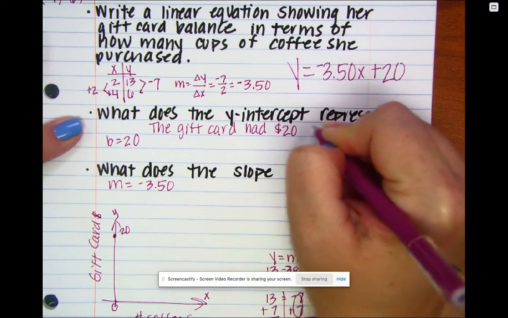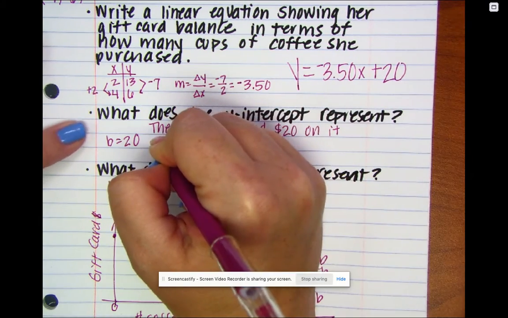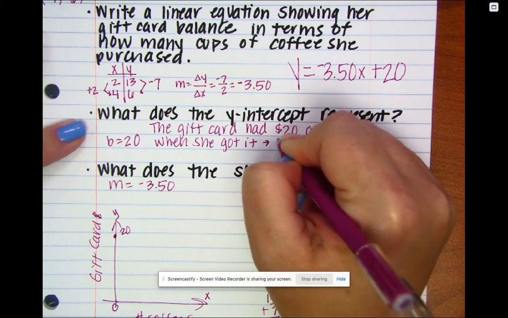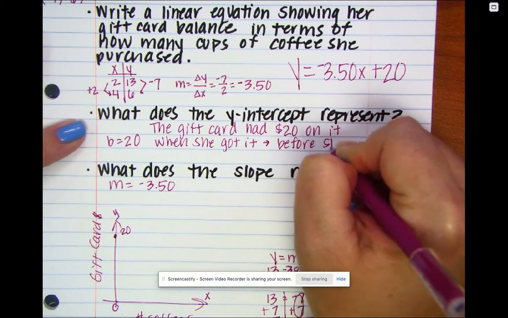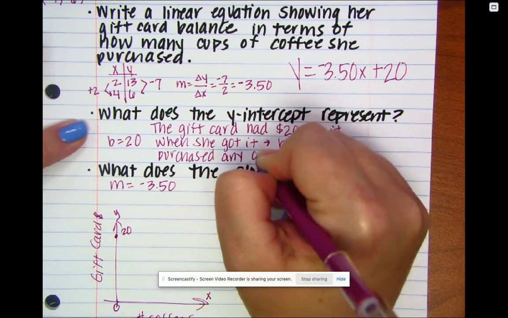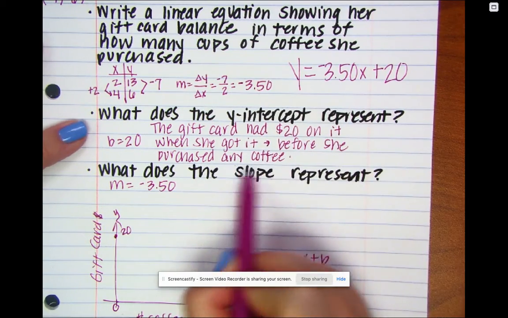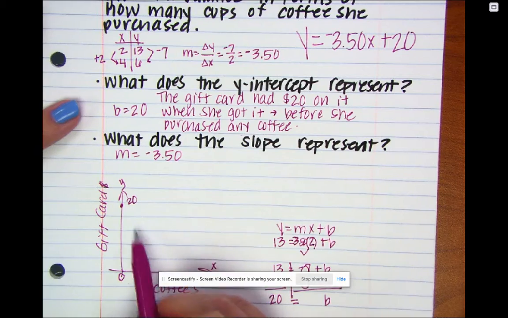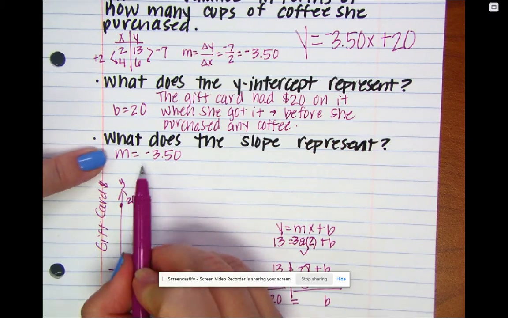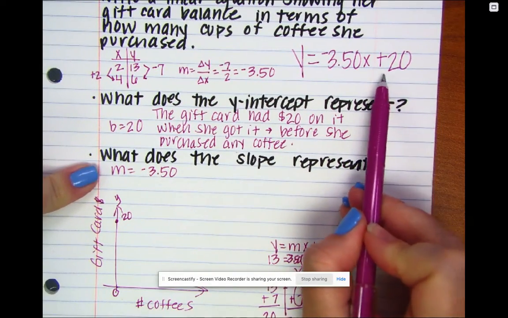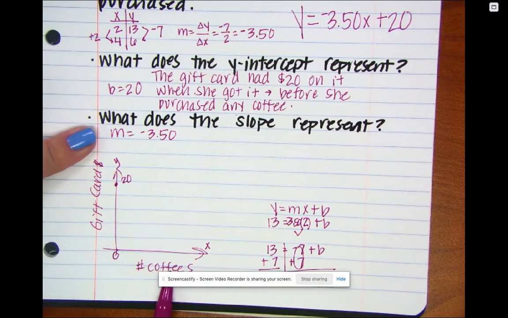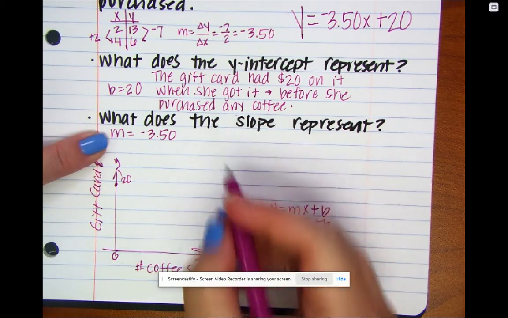It had $20 on it when she got it. That's before she purchased any coffee. And I like to note that because I want the understanding that there was 0 coffee purchased, because remember, our y-intercept has 2 parts, the 0 and the 20. All right, and then what does the slope represent? The slope is negative 3.50. So this tells us we start at 20 and we subtract 3.50 for every what? Remember, x is coffee. So that tells us the cost of each coffee.